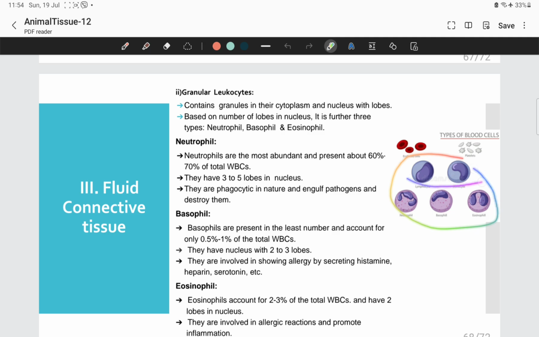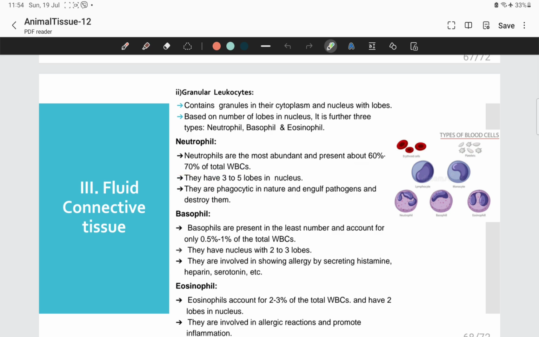Among the five different types of WBC, the first two are agranulocytes and the lower ones are granulocytes. So there are a total of five types of WBC. So neutrophil is the most abundant WBC, making up about 60 to 70% of WBC.